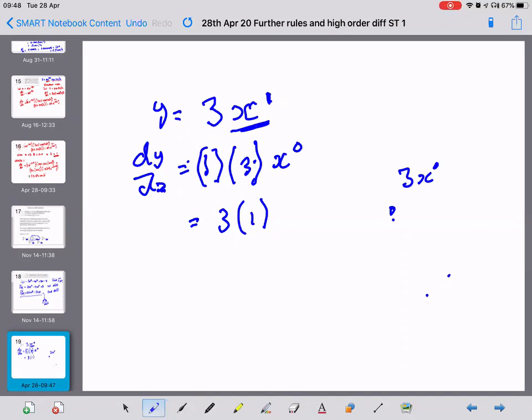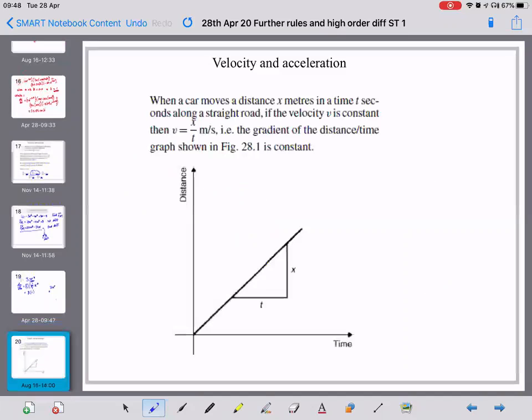So on your next page, we got velocity and acceleration. Just let me have a look here. Yeah, we got time to do this, I think.